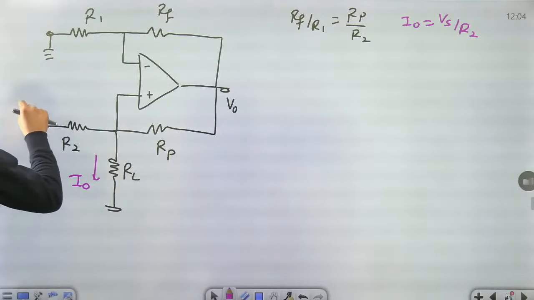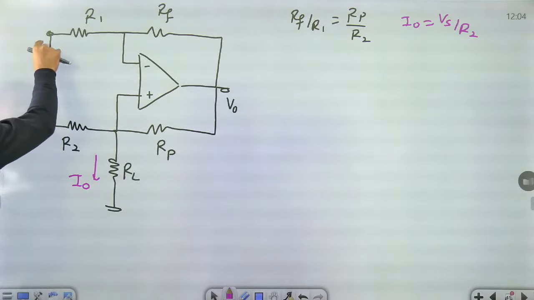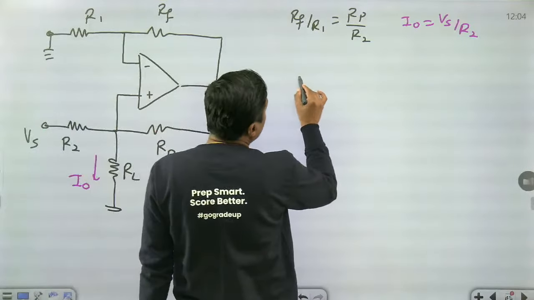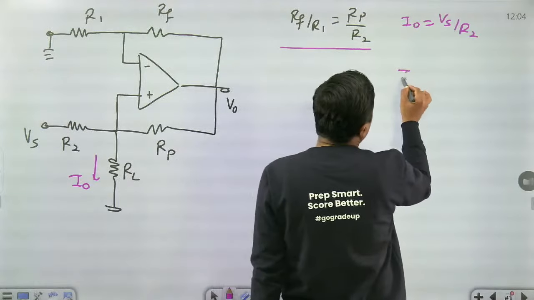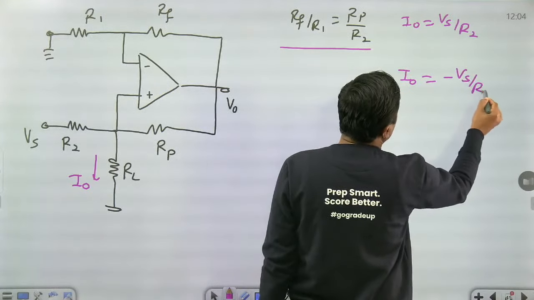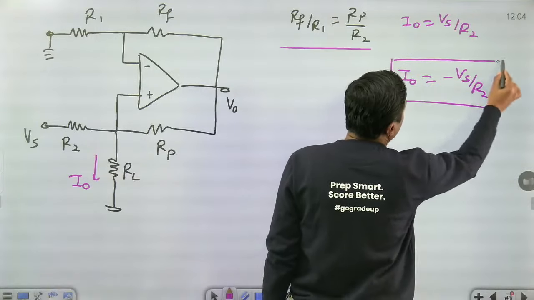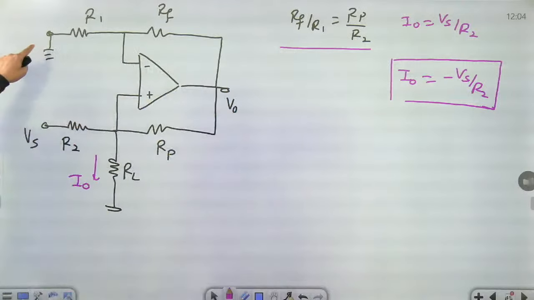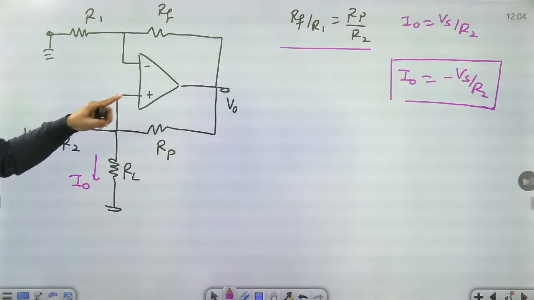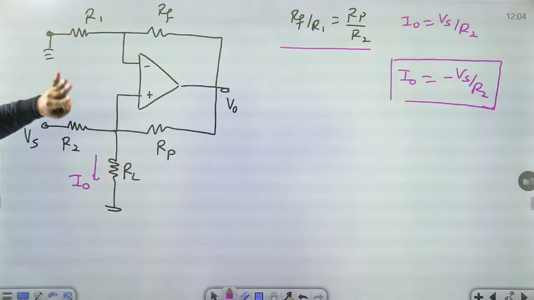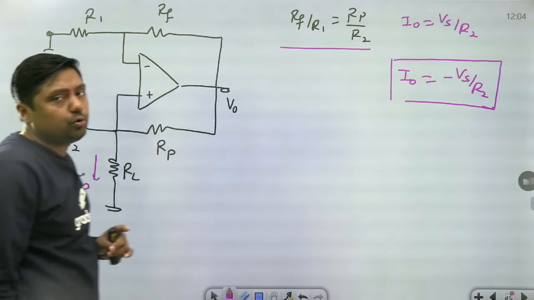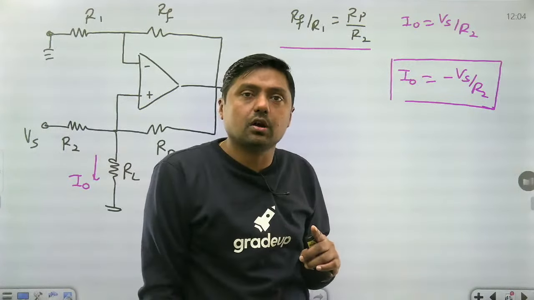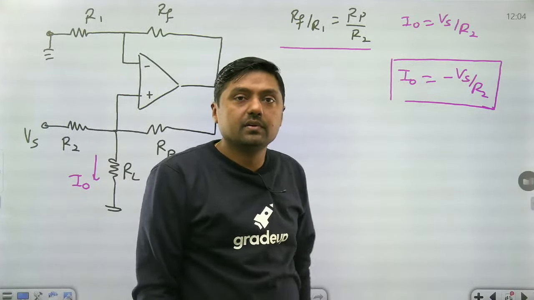In the second case, if Vs is connected to the non-inverting terminal, then again check this ratio, and I0 is equal to Vs by R2. If the input is connected to the inverting terminal, I0 is minus Vs by R2. Positive terminal gives plus Vs by R2, negative terminal gives minus Vs by R2. In both cases the magnitude remains the same. That is called what? With grounded load.